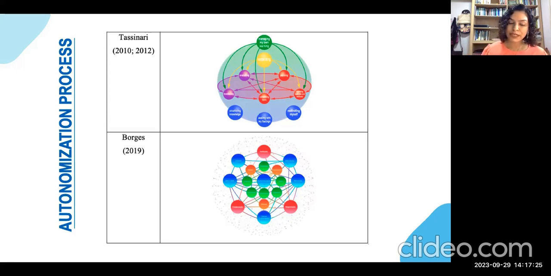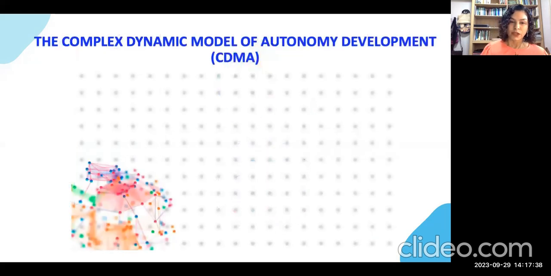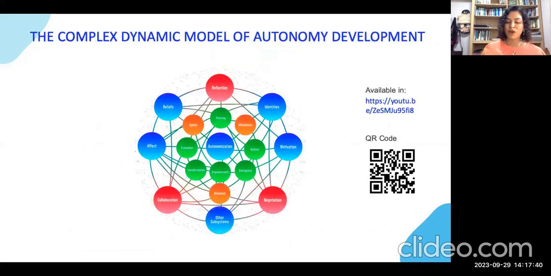Then I will present my contribution to this research field. My goal was to propose a model of autonomy development that could illustrate the complexity of this phenomenon. So, the complex dynamic model of autonomy development.